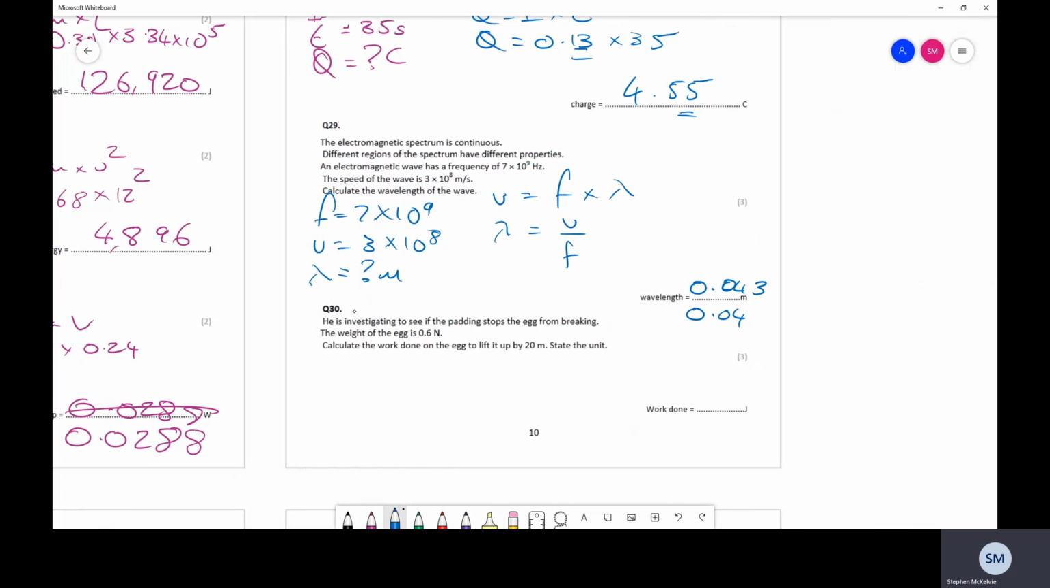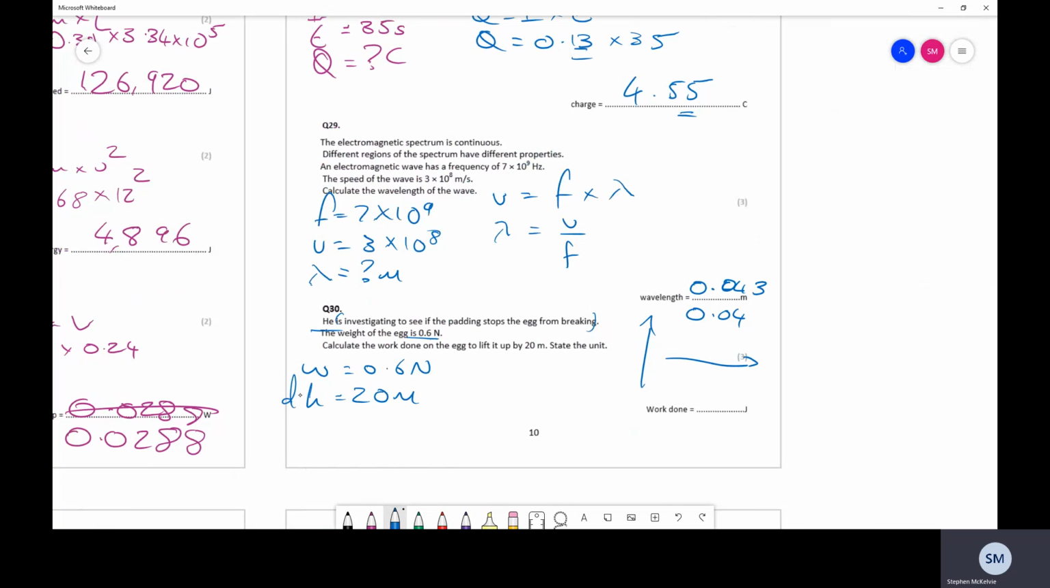He is investigating to see if the padding stops the egg from breaking. Don't know anything about this context, but I don't need it because the weight of the egg, weight is equal to 0.6 newtons. Calculate the work done on the egg to lift it up by 20 meters. The height is equal to 20 meters. But remember, an upwards height is just a sidewards distance, but in an upwards direction.